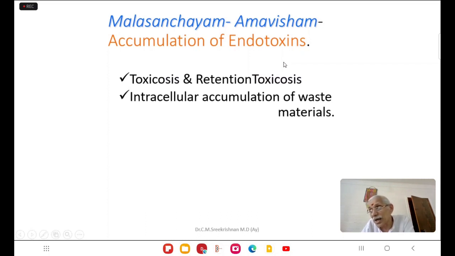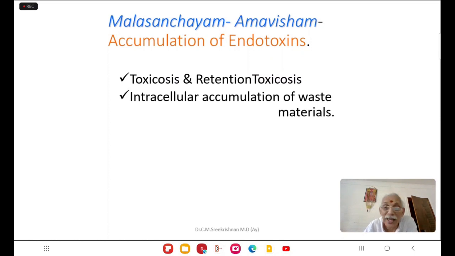Or maybe due to the excretory organ not being able to eliminate the accumulated toxic material or byproduct, it exists in the body cell, or it will accumulate in the body. So that condition is called a toxicosis condition or retention toxicosis. And that causes the intracellular accumulation of waste material. From here the skin will become vitiated, or the dhatu and dosha will be accumulated, and disease happens.